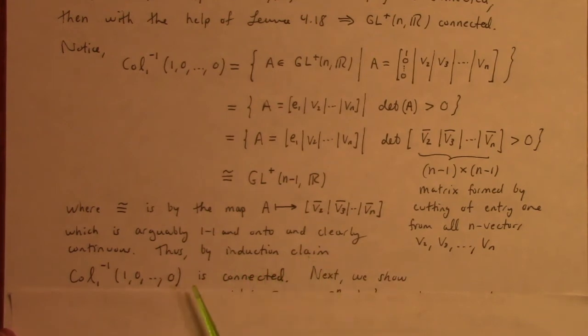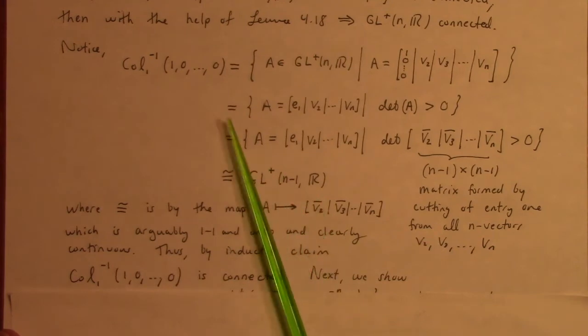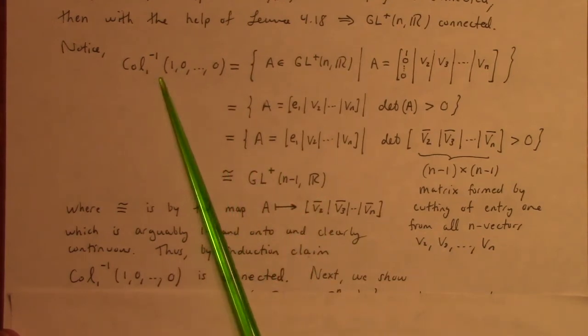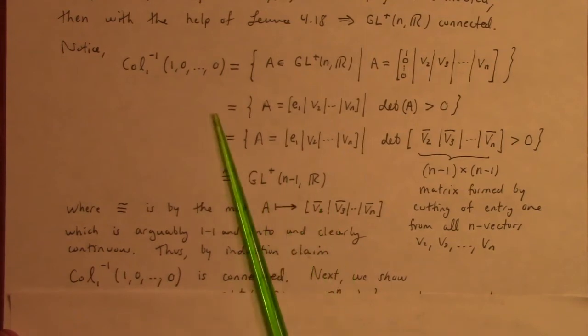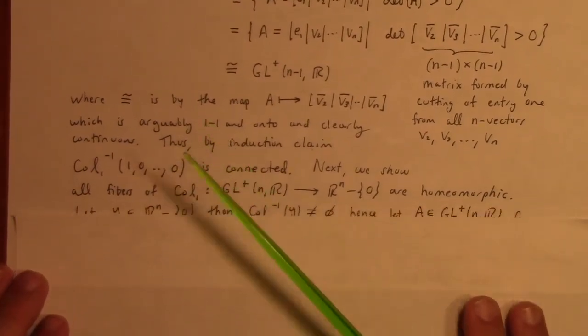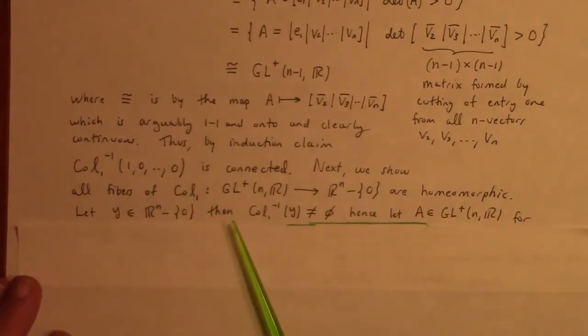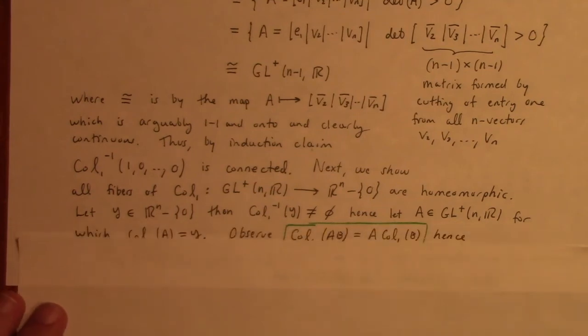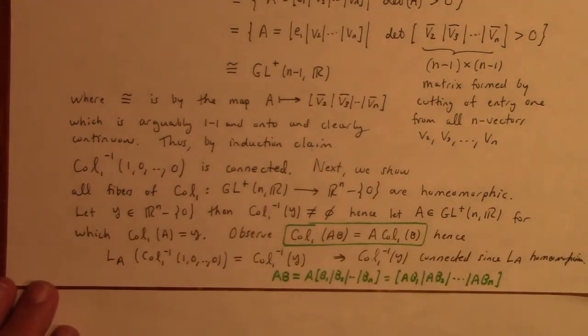And so by the induction claim, we have that this is connected. Therefore, that's connected. So we've got at least that the fiber over E1 is connected. Next, we show that all of the fibers of the column 1 map are homeomorphic. All right, so here's how that goes.